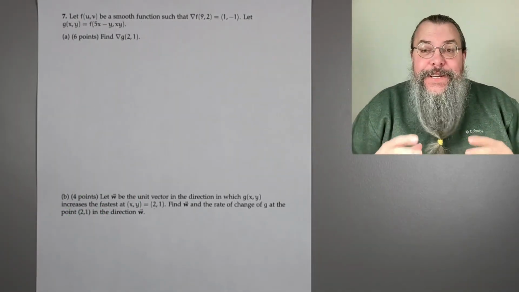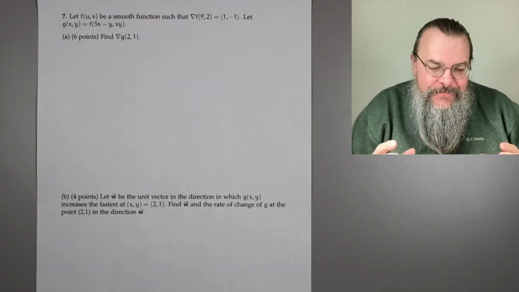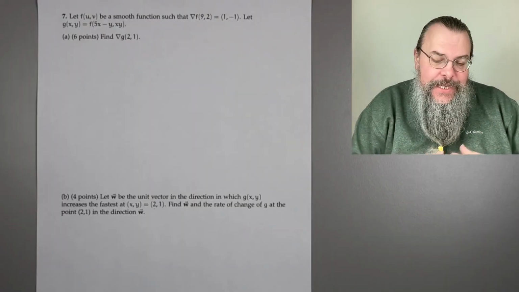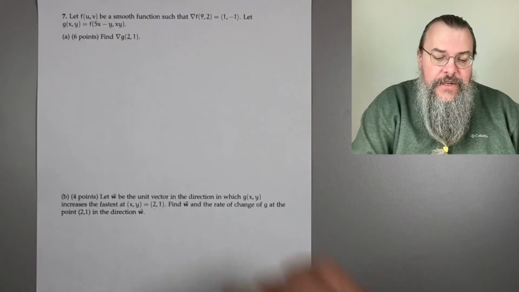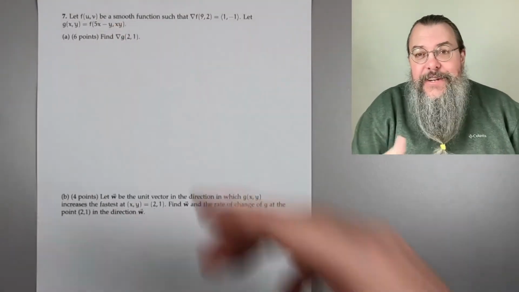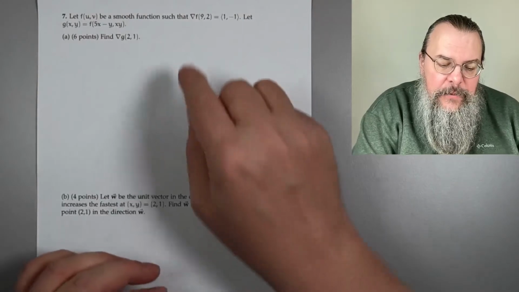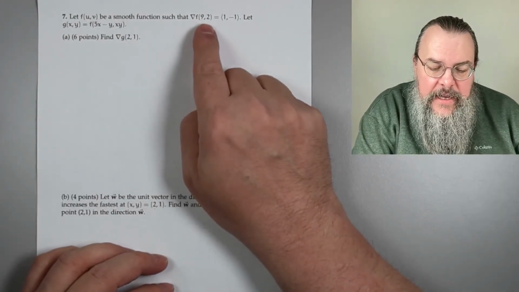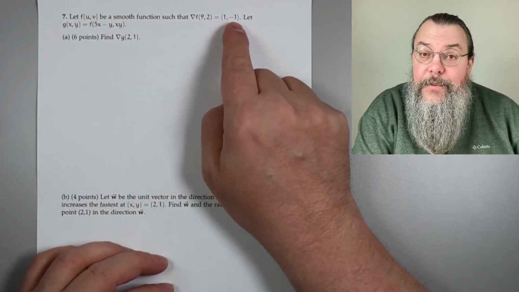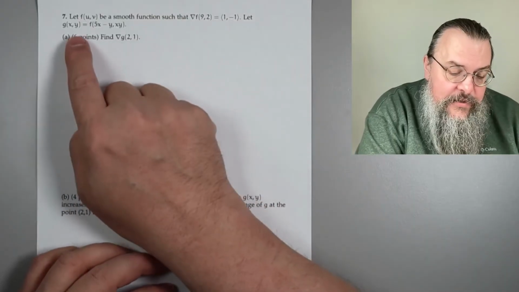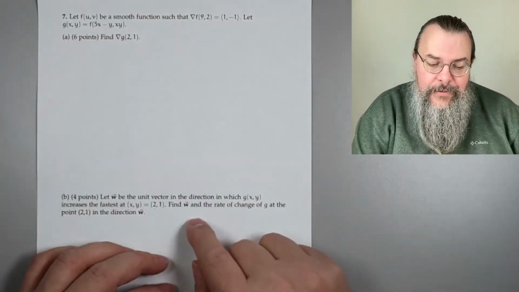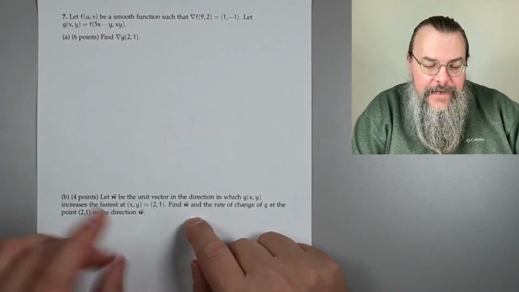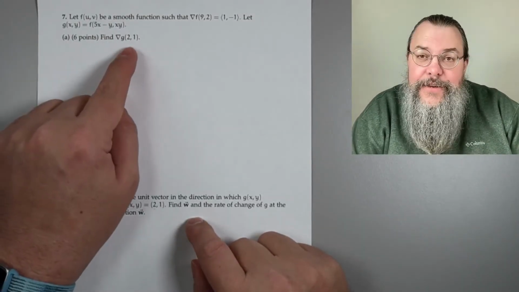Number 7, our final problem. So we have this function f, which is a function of u, v. It's a smooth function. Smooth is just another way of saying we can take derivatives. And we have that the gradient of f at (9, 2) is (1, -1). And g of x, y is f(5x - y, xy). And we're asked to find the gradient of g at (2, 1).